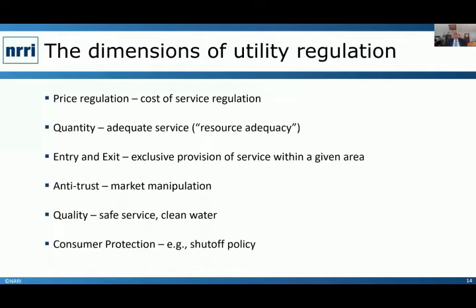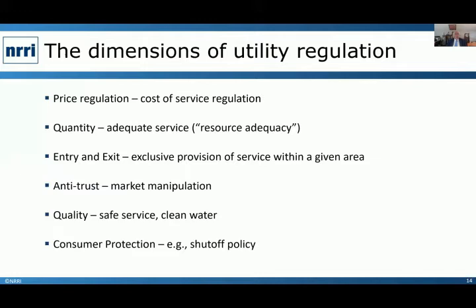Well, what are the dimensions of utility regulation? The first is price regulation. Utility regulation has really evolved based on what's called cost of service regulation, and that's changing now, and we'll have courses that describe why that's changing and how that's changing. And quantity issues, again, showing my electric side, we often talk about adequate service or resource adequacy, having enough generation or resources to be able to serve the demand of customers reliably.